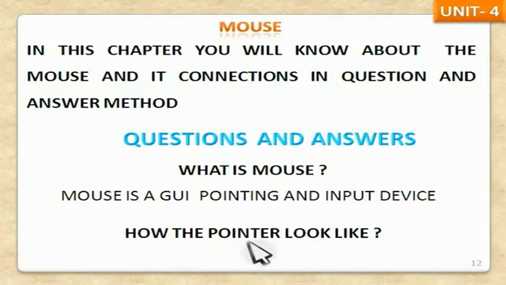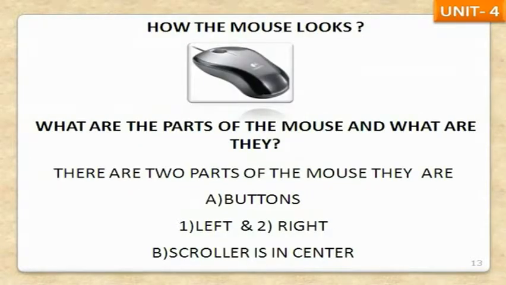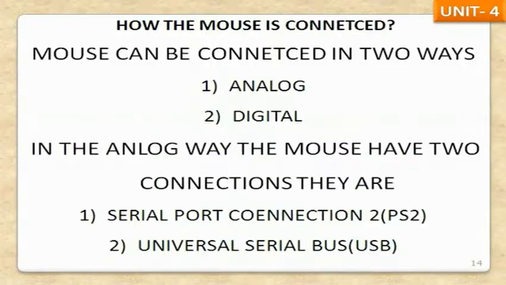How does the pointer look? A picture was given there, you can see that. Then how does the mouse look? A picture was given there, you can see that. What are the parts of the mouse? There are two parts of the mouse: buttons and scroller. Buttons are two, one left and one right. The scroller is in the center. You can see two buttons and in the middle a small ball-like structure, that is called the scroller.